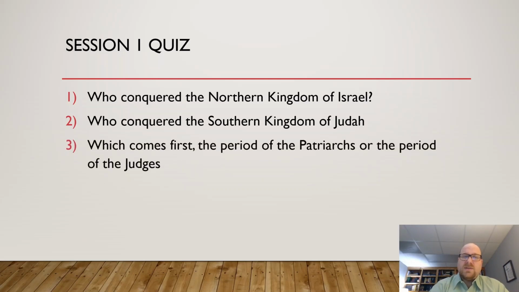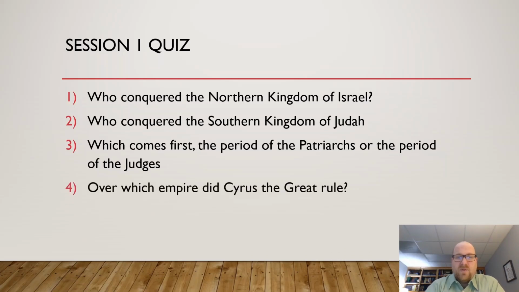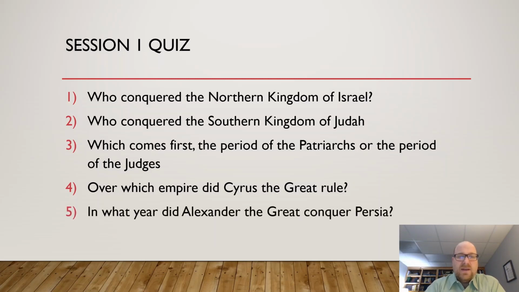Question number 3. Which comes first, the period of the patriarchs or the period of the judges? Okay, question number 4. Over which empire did Cyrus the Great rule? Cyrus the Great was the king of which, or the emperor of which empire? And last, question 5. In what year did Alexander the Great conquer Persia?